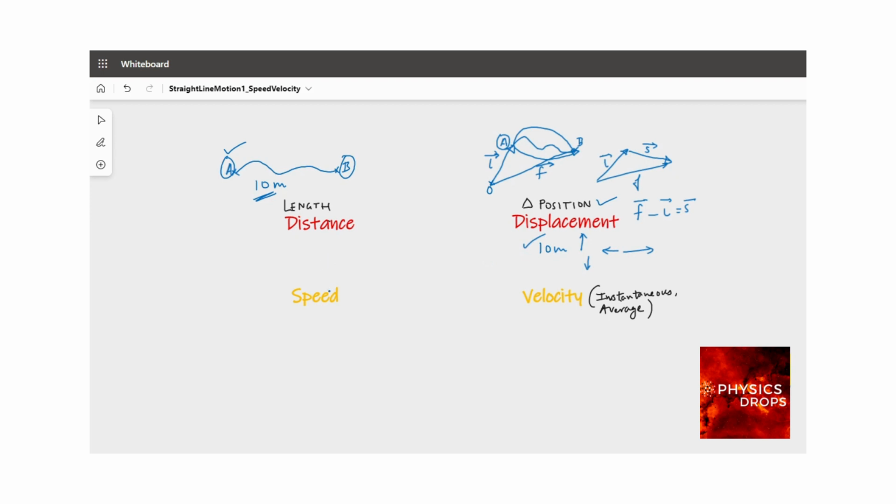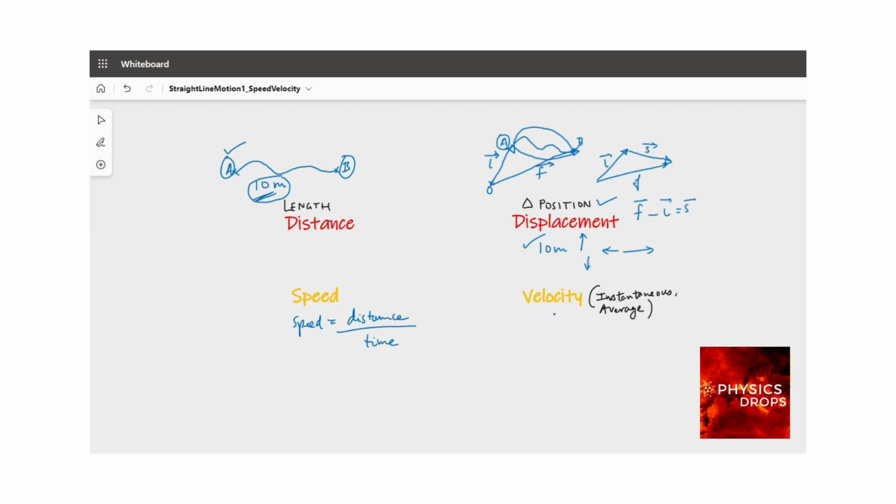Now these give rise to two other terms, which are connected to these, which are speed and velocity. Speed is nothing but distance over unit time. Distance by time. The unit is meters per second. So how much distance have I covered and how much time did I take? Obviously, if I had covered this 10 meters in 2 seconds and this 10 meters in 5 seconds, I am faster in the first instance. So my speed is more.